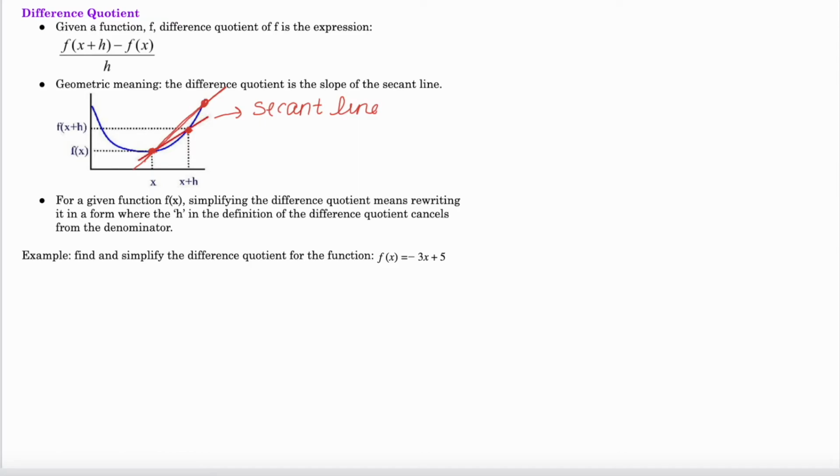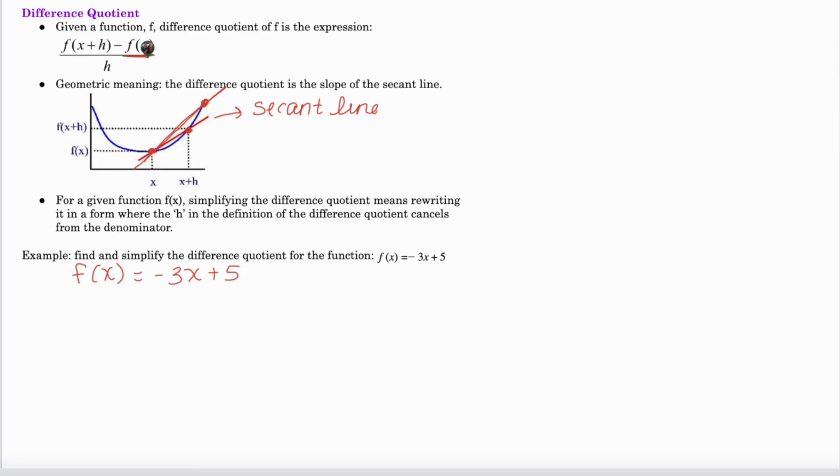So there's three things that we need. We need to find what is f of x plus h, what is the function, and then divide that all by h and simplify. Well, to start off, let's find what is our function itself. That is negative 3x plus 5. So we've found this portion up here.